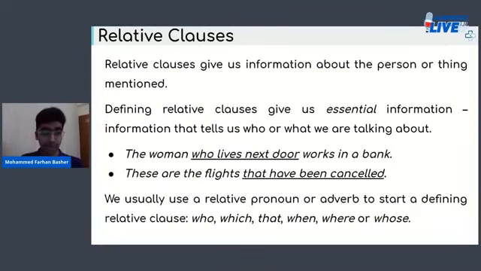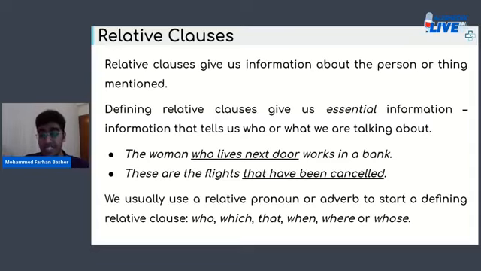By any chance, do you happen to remember relative pronouns? We discussed relative pronouns when we were discussing the chapter on pronouns. So we did discuss a particular category of pronouns called relative pronouns. Whenever you have a clause that is introduced by a relative pronoun, you have a relative clause. Okay, and what exactly does a relative clause do?